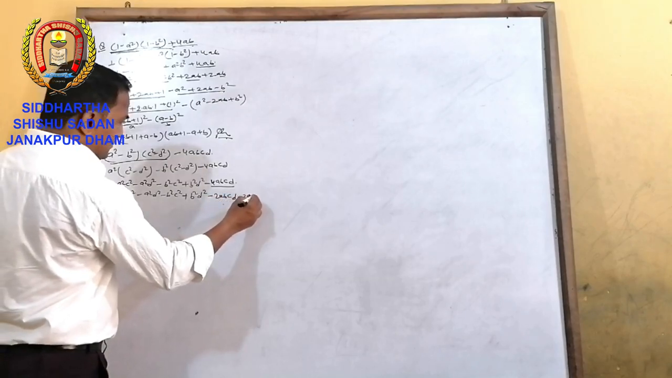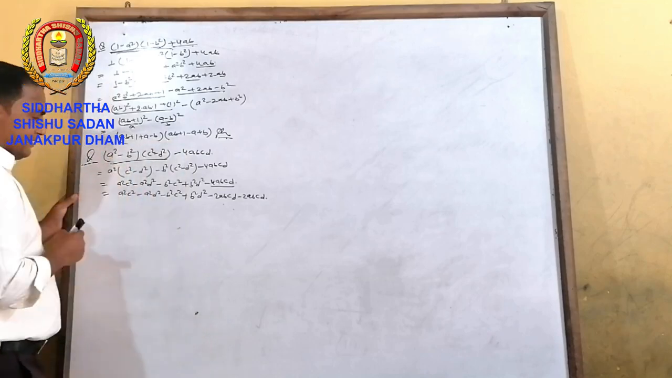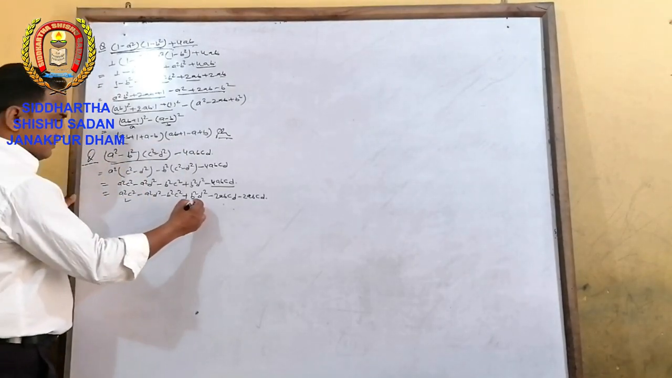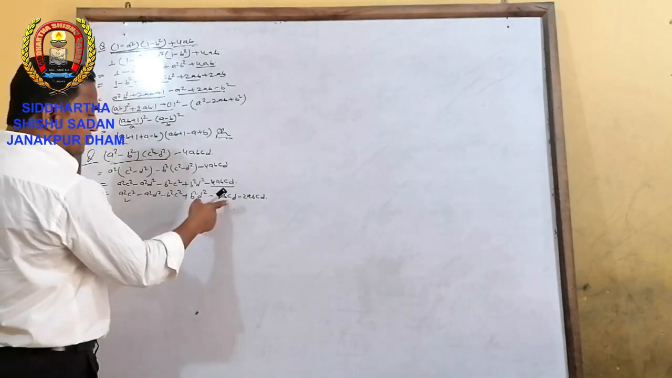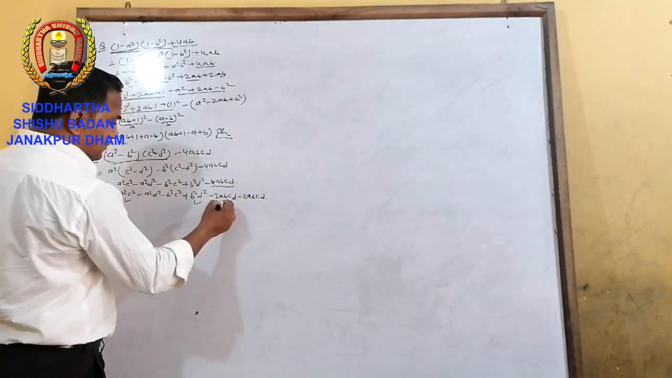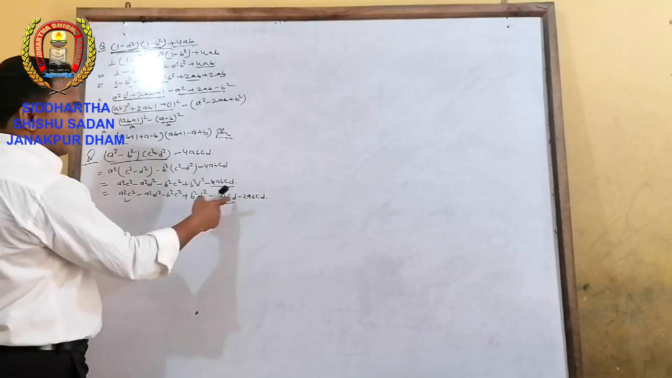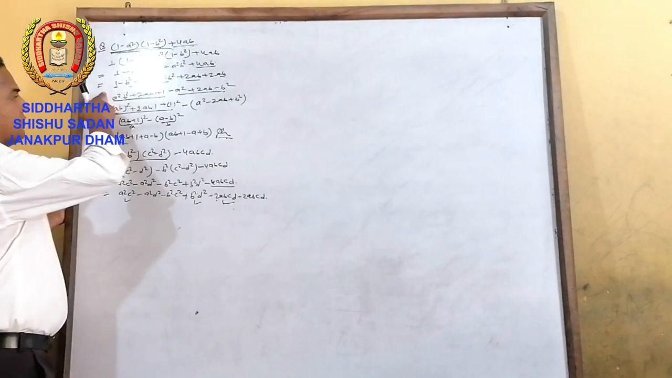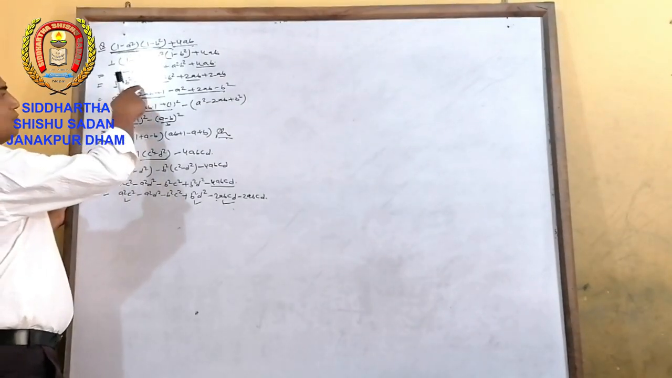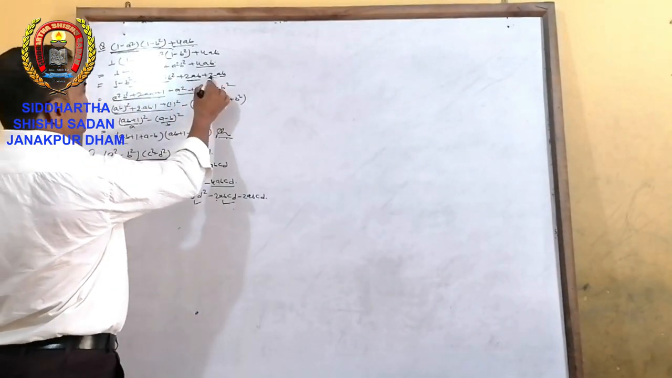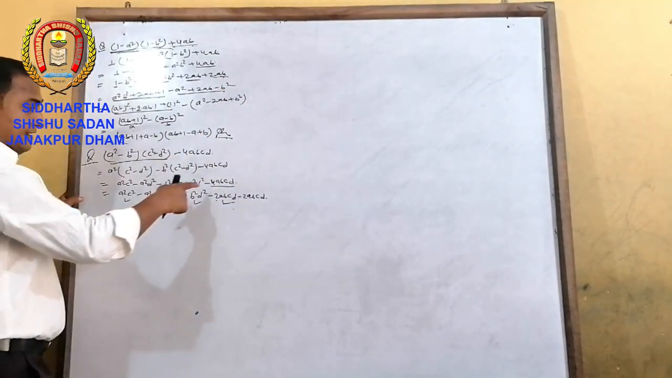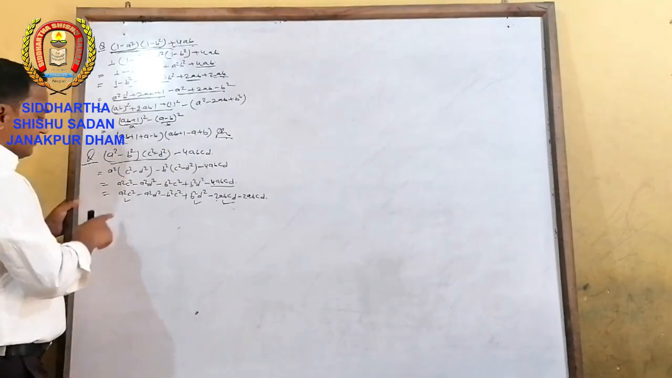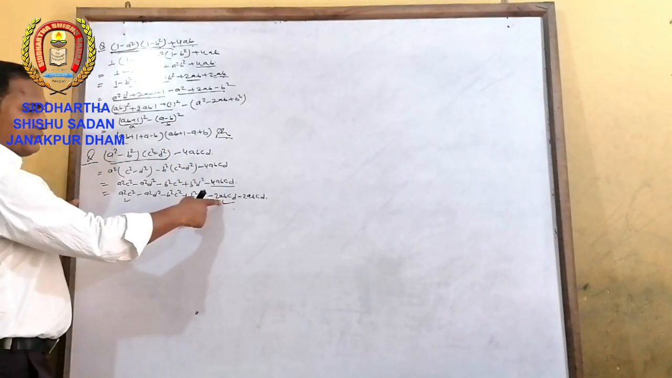Look here, take two positive terms, a square c square and b square d square, and one more from here, 2abcd. These two are negative terms. In the upper question, all three were positive because 2ab and 2ab were both positive, but here 2abcd and 2abcd are both negative, so we have to take two positive terms and one 2abcd.